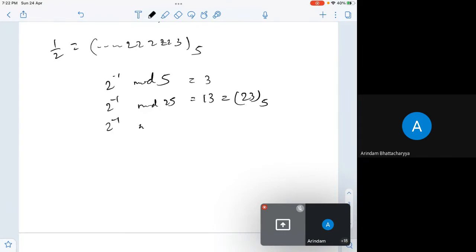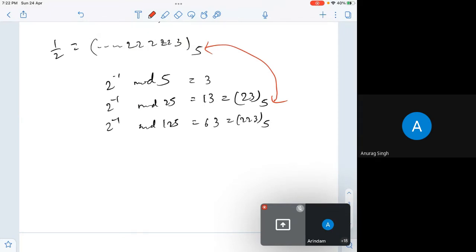What's 2 inverse mod 125? 63. Great, which is 2, 2, 3 in base 5. So you already see that good things happen. Does this make sense? Can we prove that this happens?